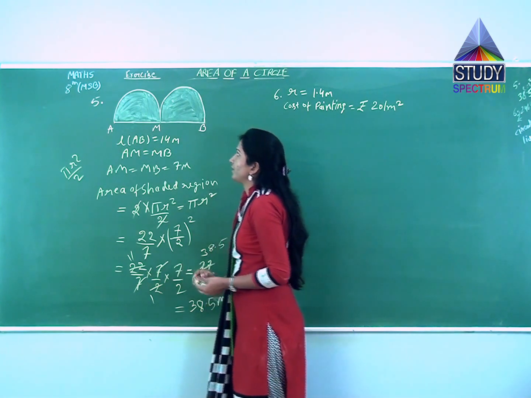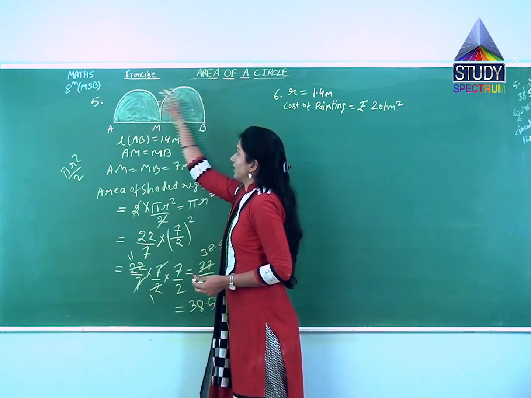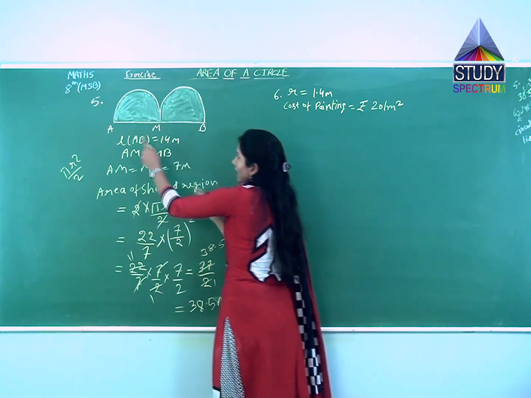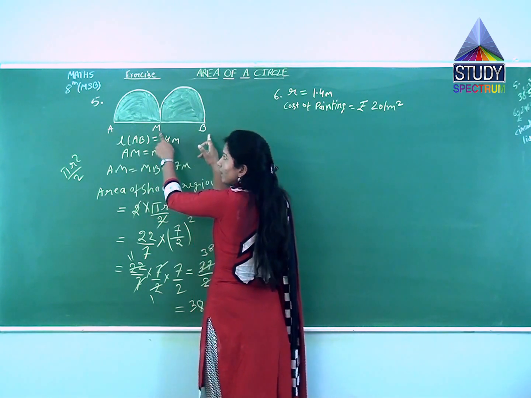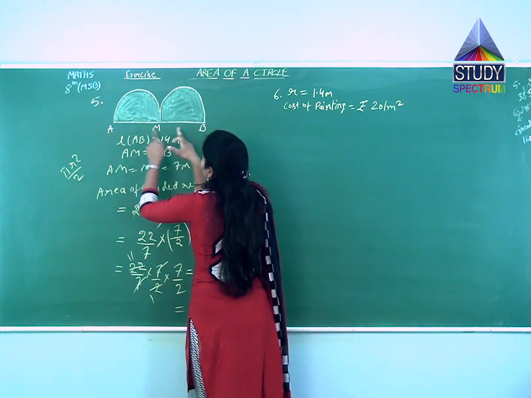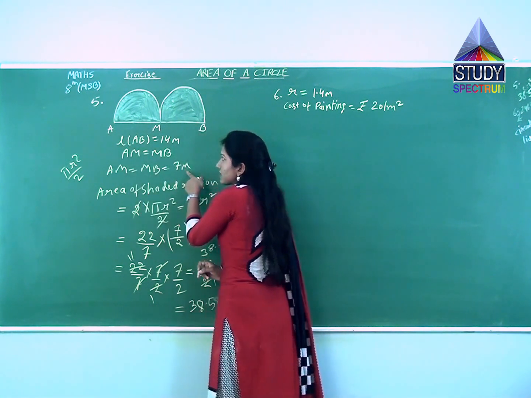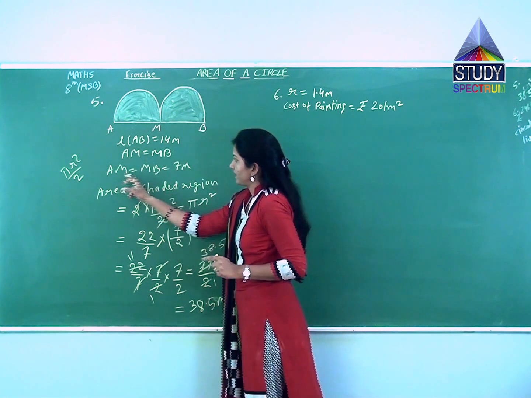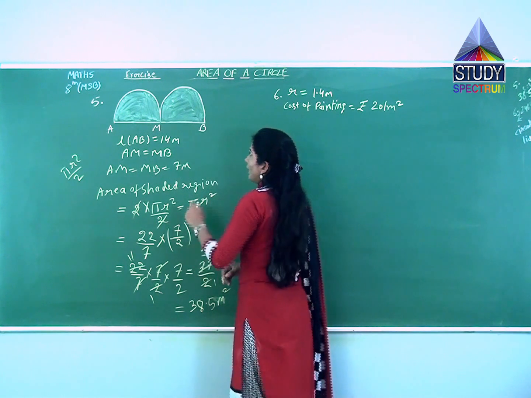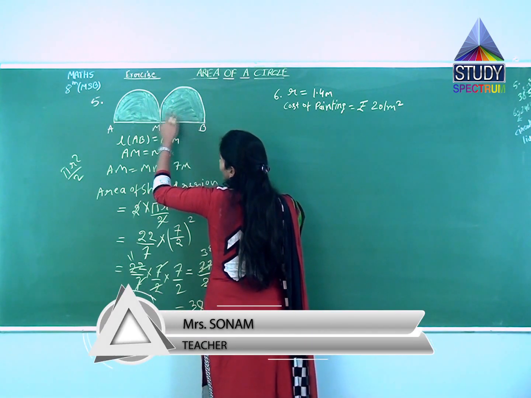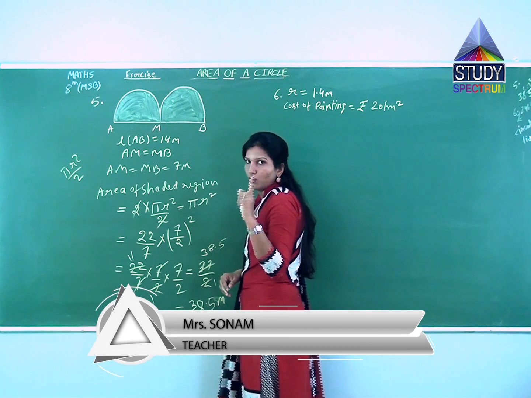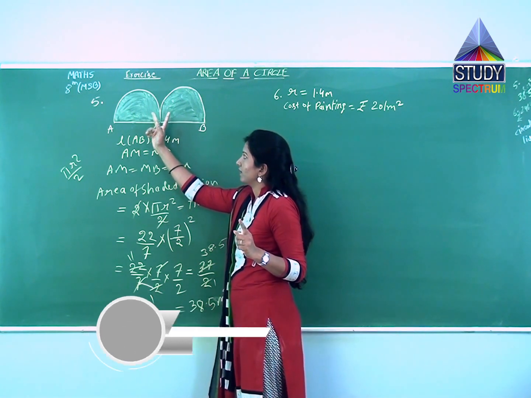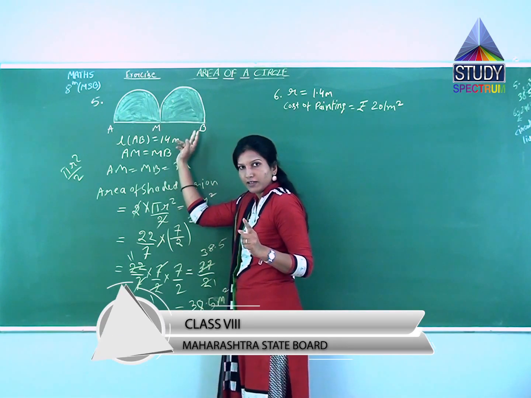Let us revise it once again. In question number 5, we have been given a figure. In this figure, the length of AB is equal to 14 meter and AM and MB are equal. That's why AM and MB will be equal to 7 meter, because these are half of AB. So AM is equal to MB is equal to 7 meter. Now the area of this shaded region will be equal to the area of one whole circle, because these two semicircles are equal. Why? Because their diameters are equal.